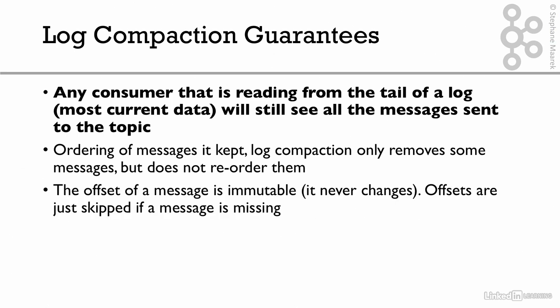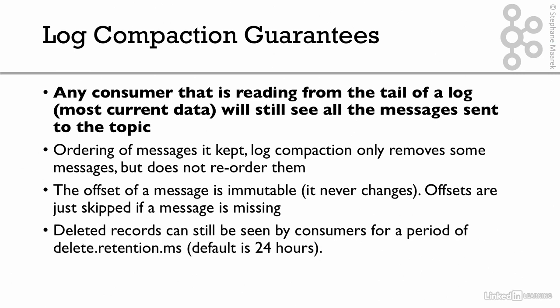The offset, as I said, is immutable. So that doesn't change anything, it never changes. And if an offset is missing, it's just skipped. And if you delete a record, it can still be seen by a consumer for a period of delete retention milliseconds. By default, it's 24 hours. So it gives some time to your consumers to catch up in case some data has been deleted.